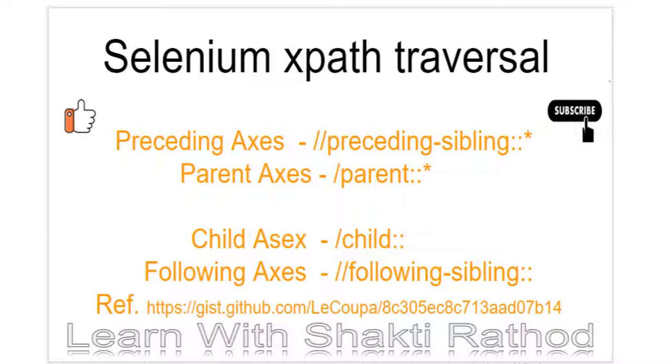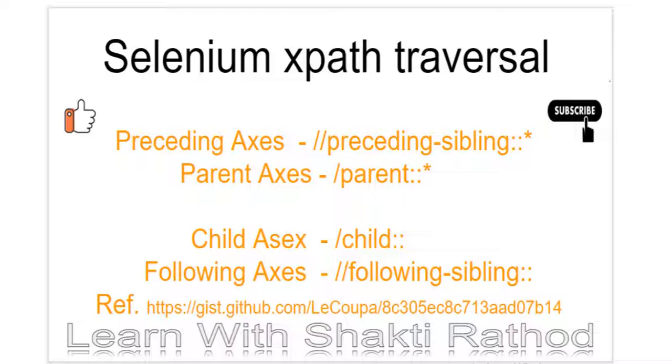Mostly we use XPath traversal when we know one element which we can easily spy on, but its sibling, its parent element or its child element do not have unique properties, so we cannot directly get those element properties. So we can use the traversing.